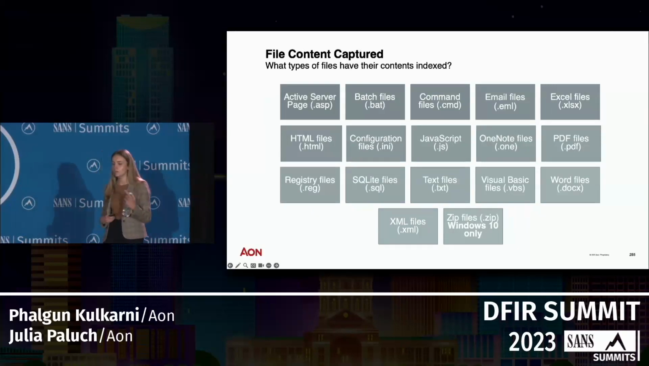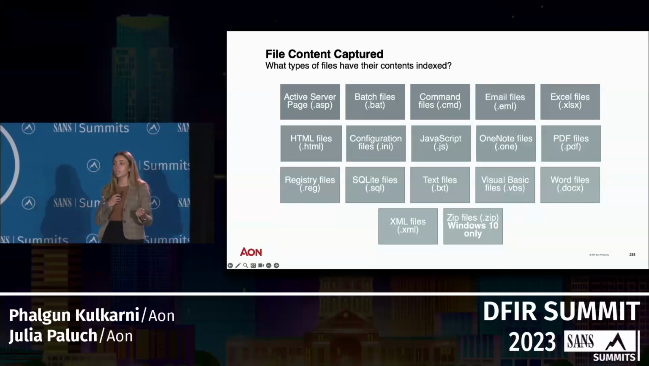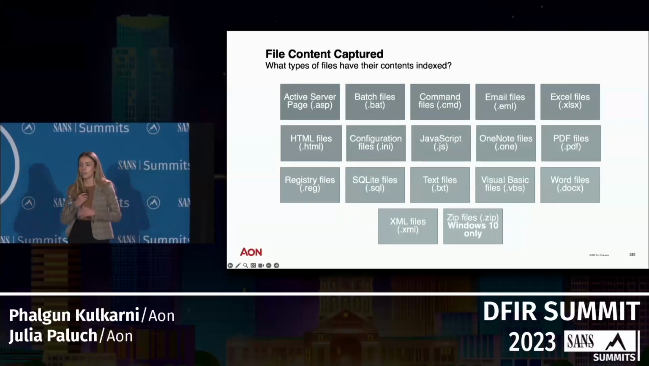So let's talk about what sorts of files have their content captured in the index. I'm not going to read out all of these, but some may stick out to you. In particular, if you're doing IR work and you're hunting for web shells on a system, .asp files are going to have their file contents indexed in the Windows Search Index. If you're working with a threat actor who's using batch files or command files or Visual Basic files, the contents of those files will also be included in the index. If you're looking at email files or Office files that are pertinent to an insider threat investigation, the contents of those files will also be in the index.